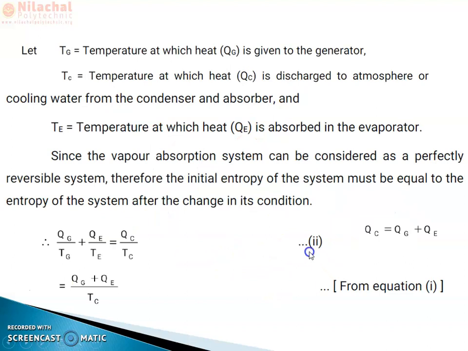that is the temperature T0. Then the nomenclature used here: Tg is the temperature at which the heat is given to the generator, Tc is the temperature at which the heat is discharged to the atmosphere from the condenser and the absorber, and Te is the temperature at which heat is absorbed in the evaporator.